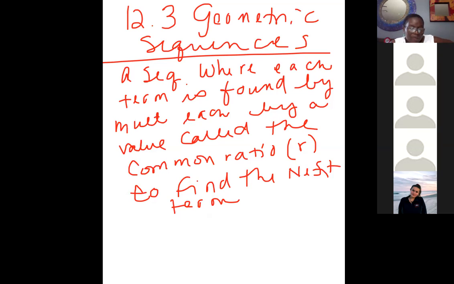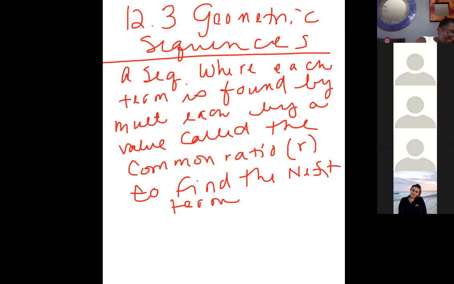A sequence, guys, where each term for a geometric sequence is found by multiplying each term by a value called the common ratio to find the next term. So you're multiplying each of the previous terms by the same value over and over again to get to the next term. That number that you keep multiplying by is called the common ratio, guys. Unlike the arithmetic one, which was d. So now we've moved on to the geometric sequences where it involves multiplication.